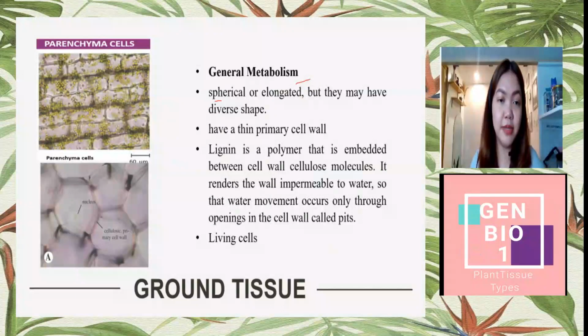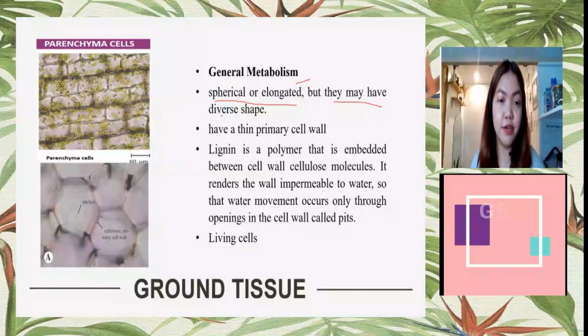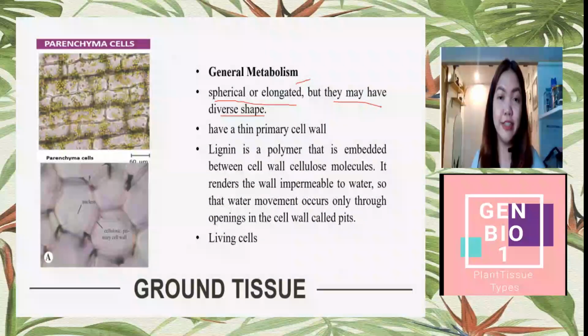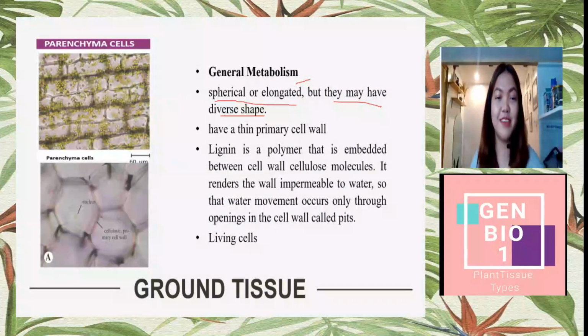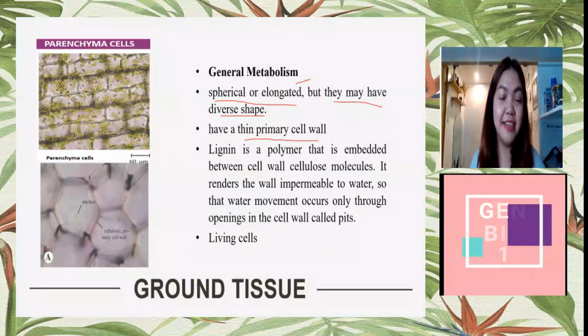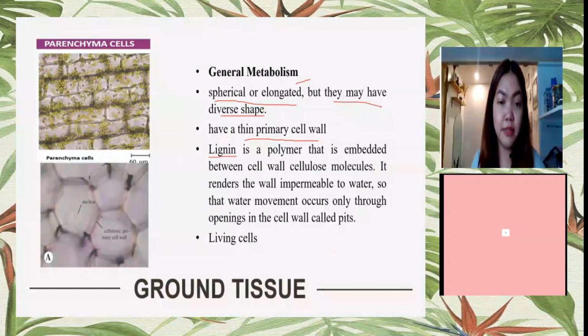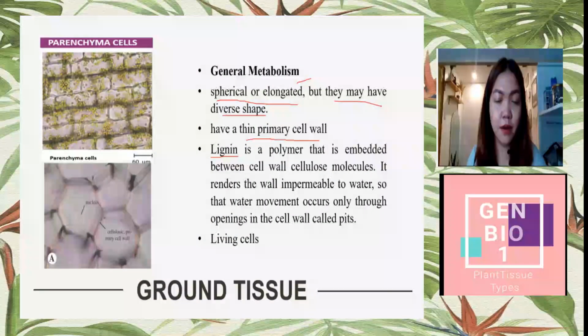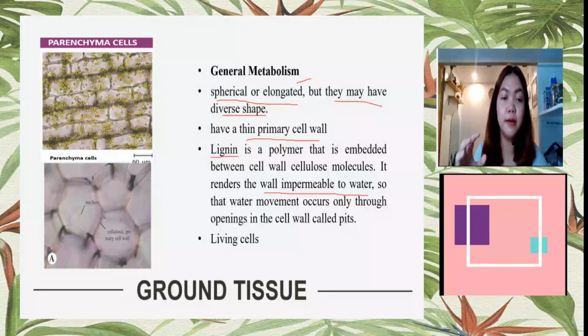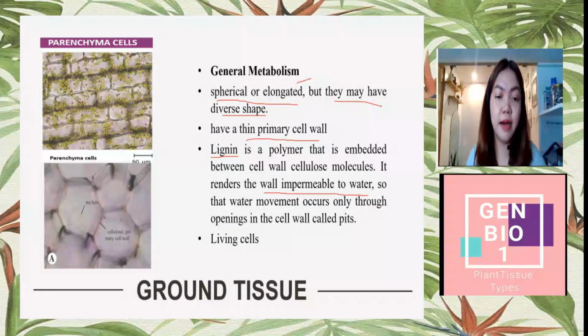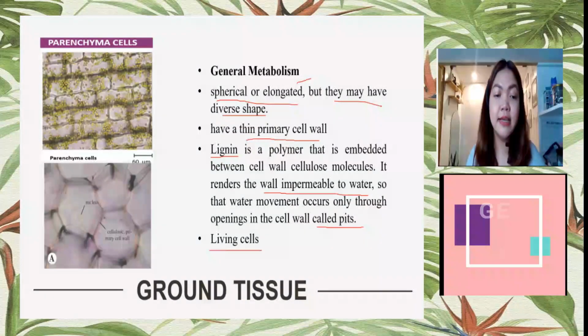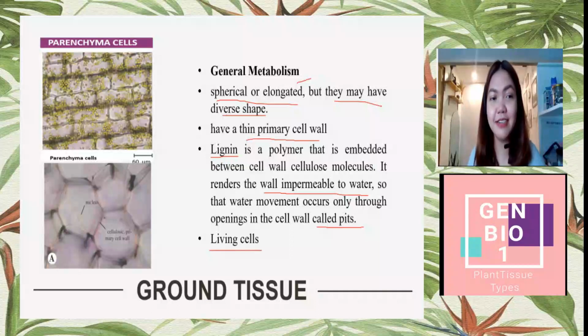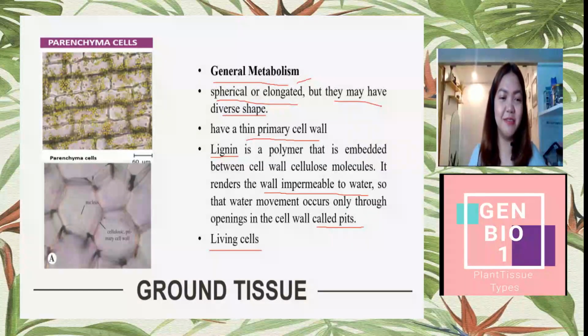They are described as spherical or elongated, but they may have diverse shapes. They don't have just one shape. They have a thin primary cell wall. It also has lignin, a polymer responsible for making the wall impermeable to water, so the water can only move inside the cell through the pits. Okay, so your parenchyma cells are considered to be living cells. So why are they living cells? Because they are for metabolism.